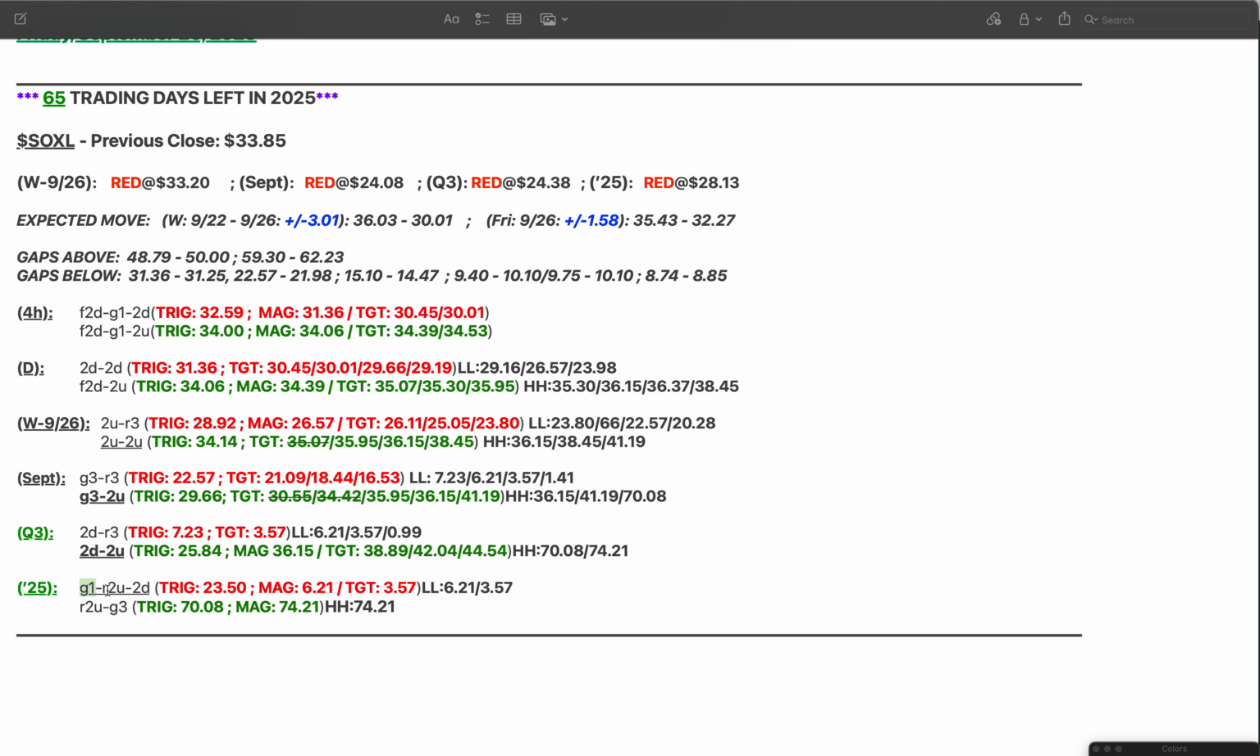On the year, again, we've turned it around. It did trigger the 2 up, 2 down. Didn't quite reach its magnitude of 621. So not really looking for the green 3 because that's a long way to go. I don't think that's going to happen this year.